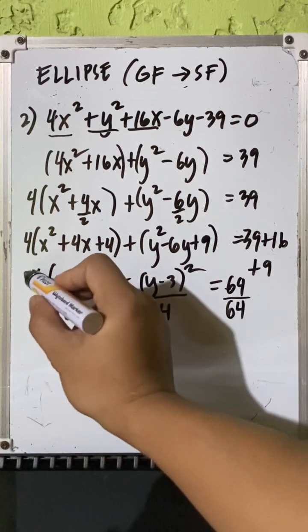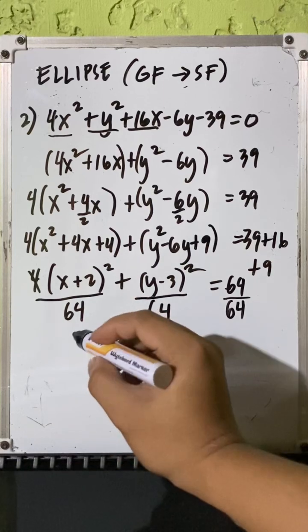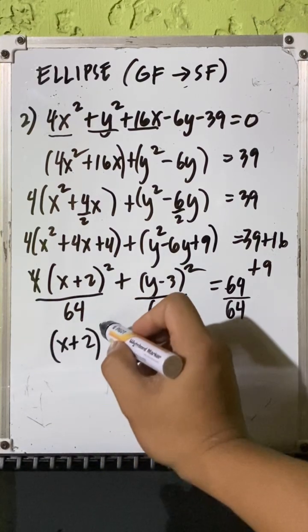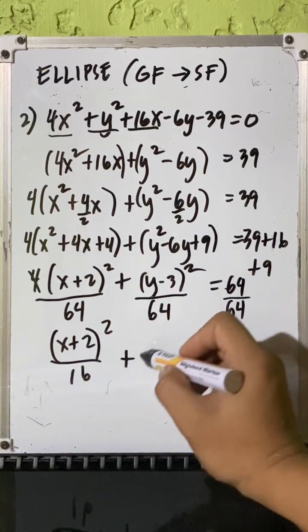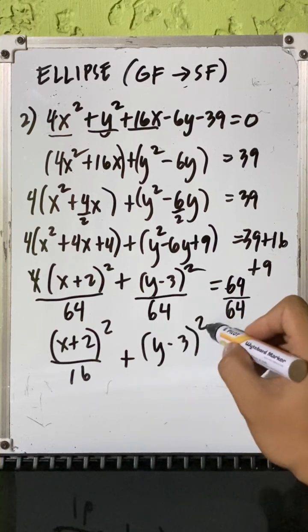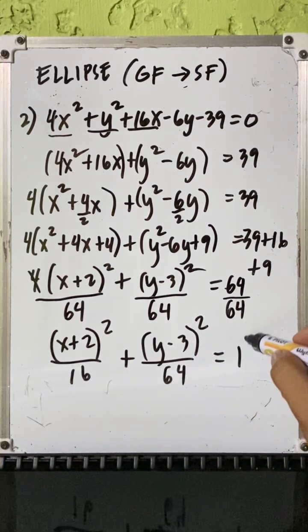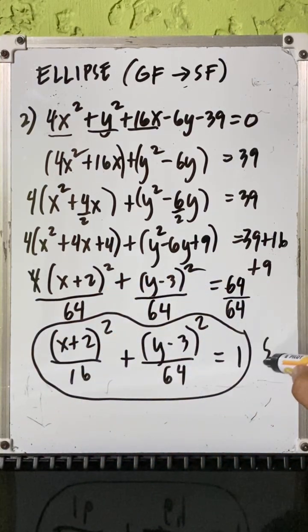Okay, so we need to cancel this. So 64 divided by 4 is 16. So you have x plus 2 squared over 16 plus y minus 3 squared over 64 is equal to 1. So this will be your standard form.